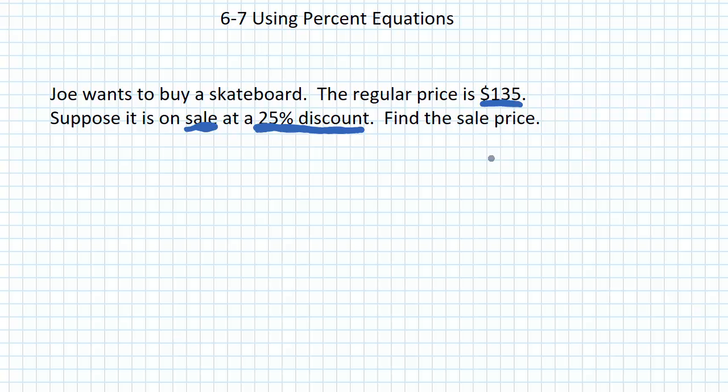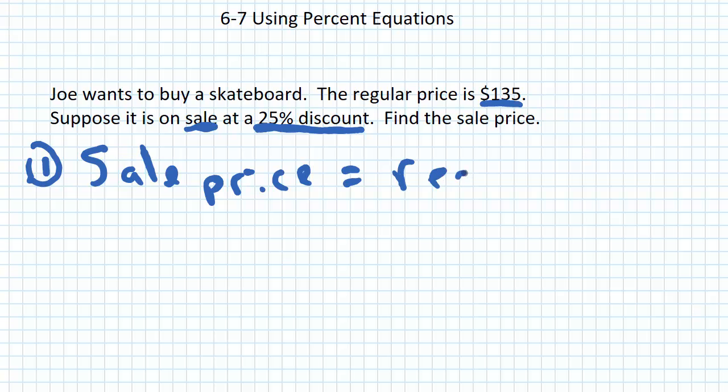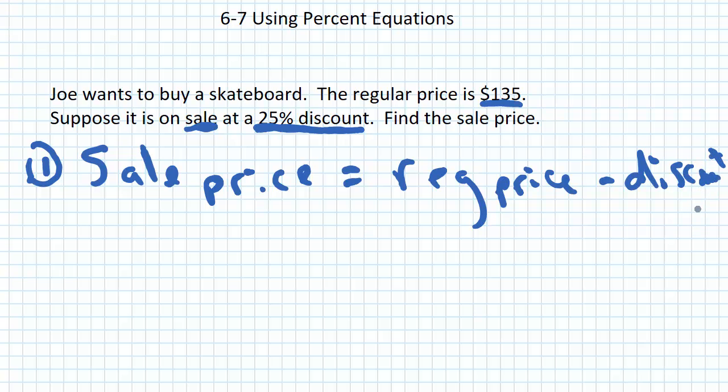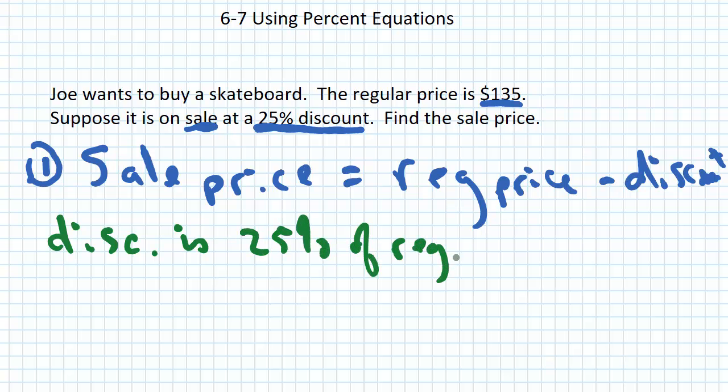So you're asked to find the sale price. There are two ways to do this. The first way is the sale price is equal to the regular price minus the discount. Sorry, that says discount. I had to cram it in there. So the sale price is equal to the regular price minus the discount. Okay, well, what is the discount? The discount is 25% of regular price. Okay, that's what the discount is.